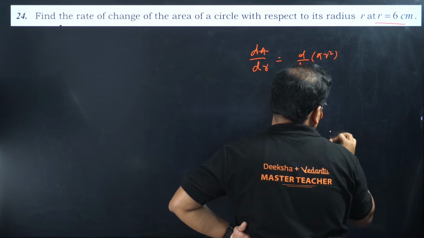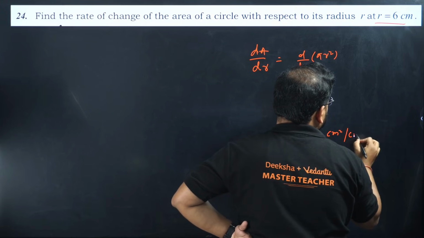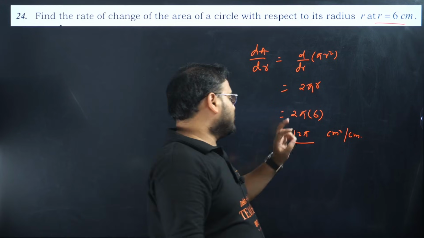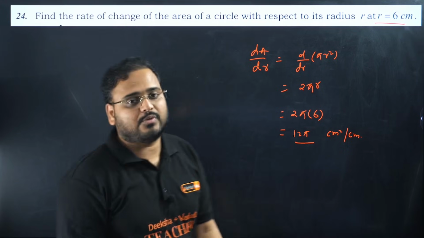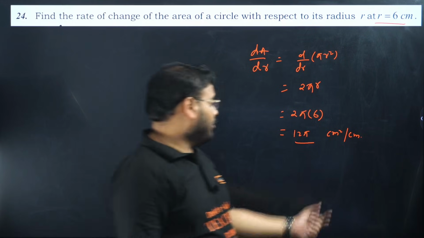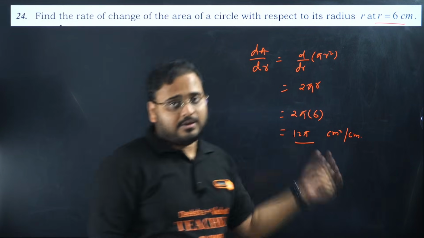It's an area change, so centimeter square per centimeter. Don't cancel the centimeters. It's a change, right? So change in area by the radius. Centimeter square per centimeter. The unit is given as centimeter. You have to write it. You cannot skip the units in this case. Okay.